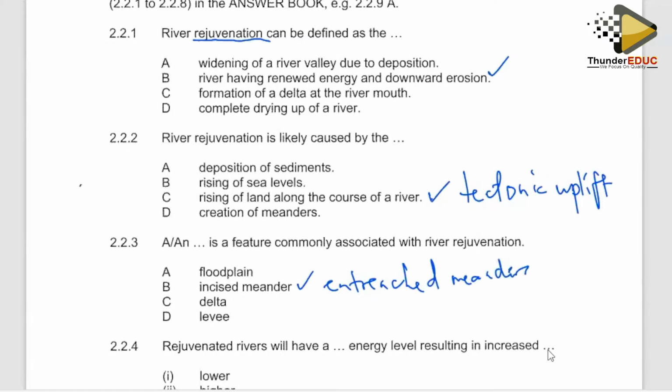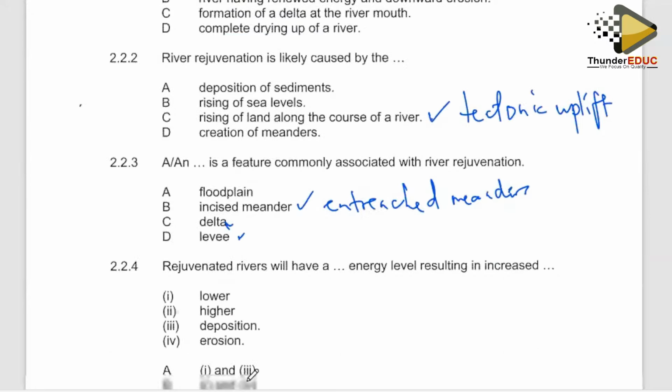They happen because of river rejuvenation. Other landforms like terraces are also a result of river rejuvenation. In valleys, there are also other features. A delta is a feature of deposition. A levee is also a feature of deposition. It's irrelevant, right? So our correct response is incised meander.